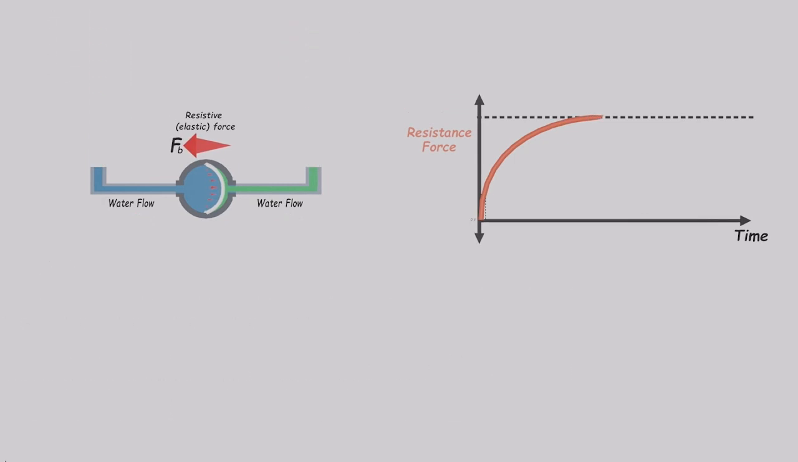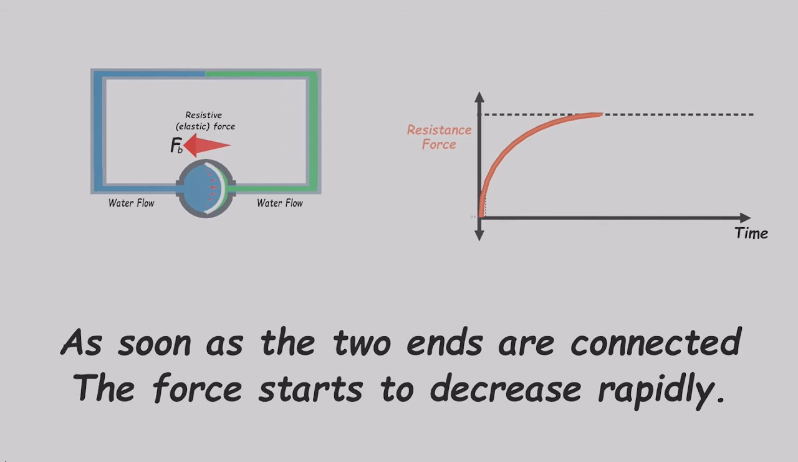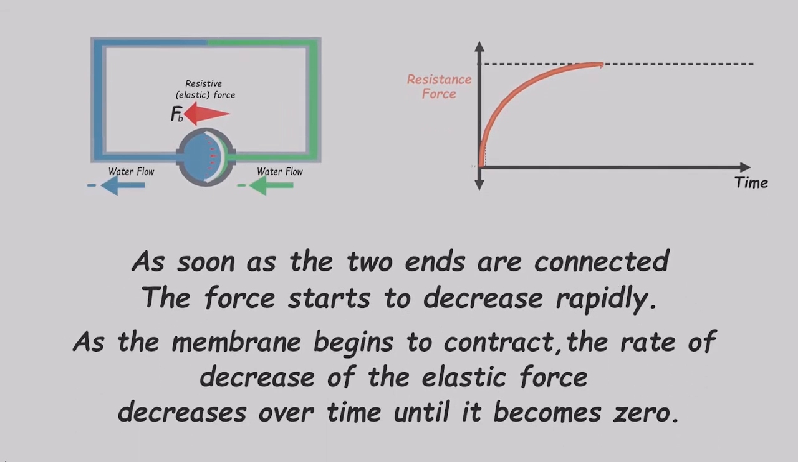Now let's remove the pistons and connect the two ends. The force begins to decrease rapidly. However, as the membrane starts to contract, the rate of decrease of the elastic force slows down over time until it becomes 0.